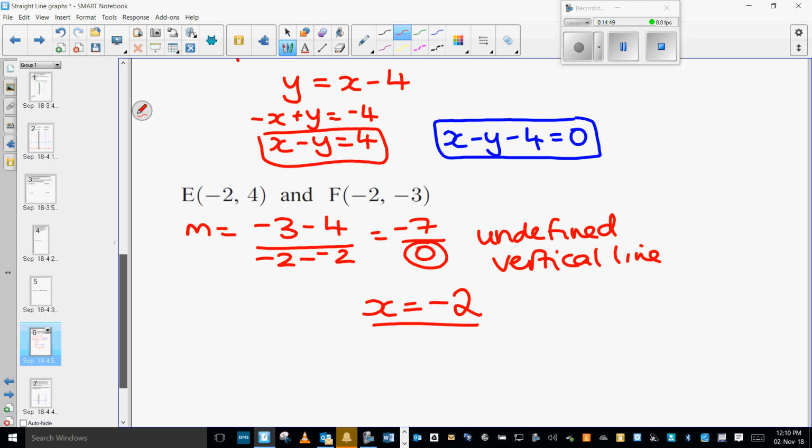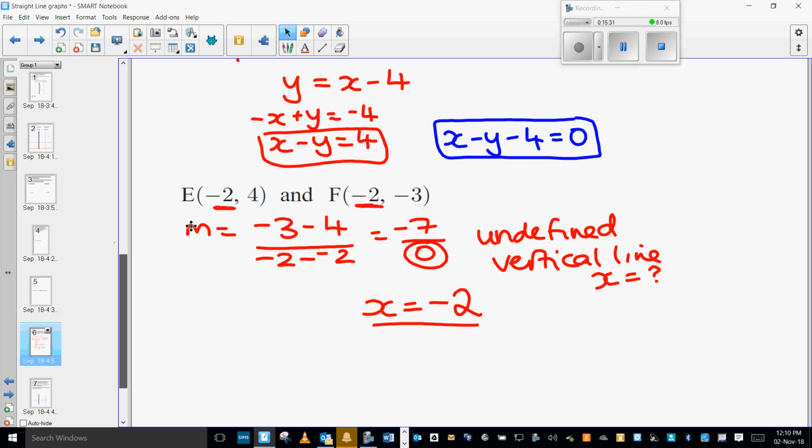Ladies, I know you're trying to help, but just keep the shouting down. So vertical lines always have the equation of x equals something. Okay, you all happy with that? So undefined gradients are vertical lines. To establish which number it is, we're going to look at the x coordinate that we're interested in. So our x coordinates both happen to be -2, therefore the equation of this line is x equals -2.